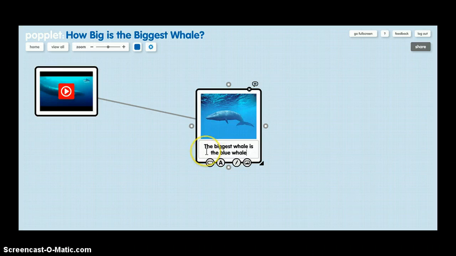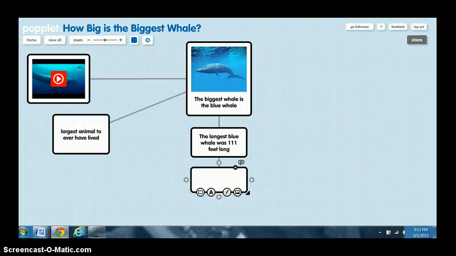Okay, so our main idea, the biggest whale is the blue whale. I also have a popple with a YouTube link which shows another video of the blue whale. And let's add some more details about the biggest whale. As you can see, I added a couple popples to our poplet under the topic, how big is the biggest whale? I put that under the biggest whale is the blue whale. It's the largest animal to ever have lived. The longest blue whale was 111 feet long.